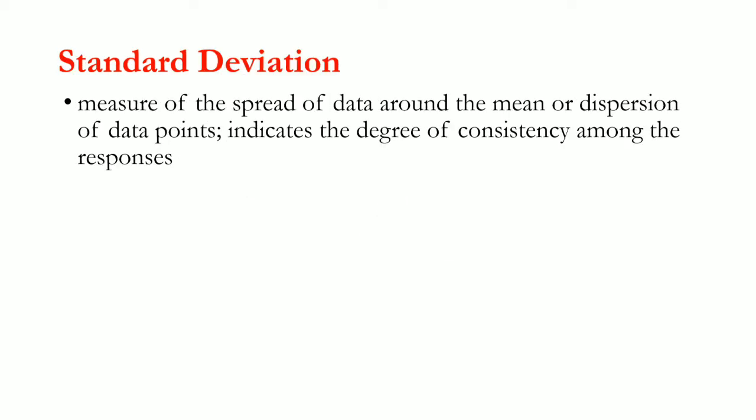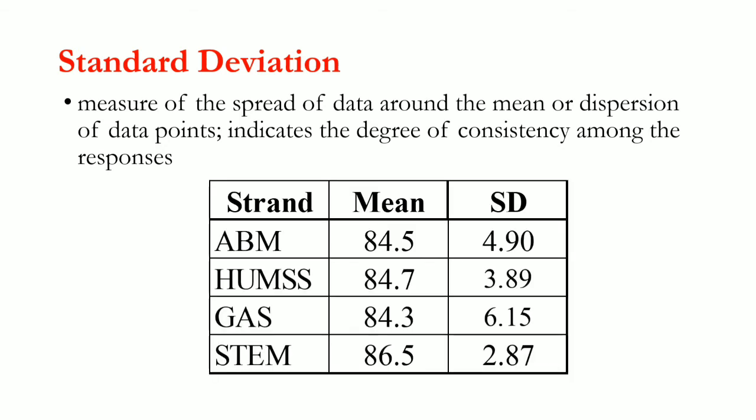Standard deviation, on the other hand, measures the spread of data around the mean or dispersion of data points. It indicates the degree of consistency among the responses. So take note that the higher the standard deviation, the more spread the values are from one another. The smaller the standard deviation, the more homogeneous or the less spread are the data. Like a mean, standard deviation can also be presented in tables.